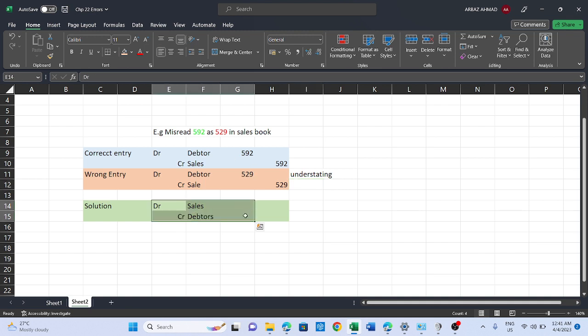So if we are understating, then we are going to debit sales, credit sales, sorry, and debit the debtor, or we can say it really simple. But I am using the term debtor, so I think we'll stick with the principle. Why? Because we have to be consistent.